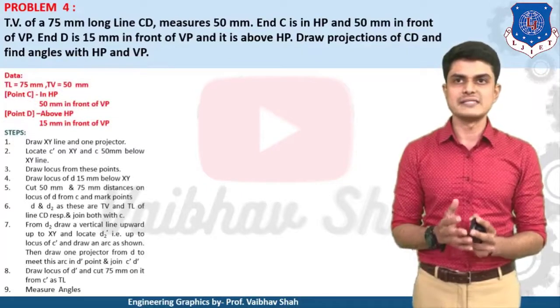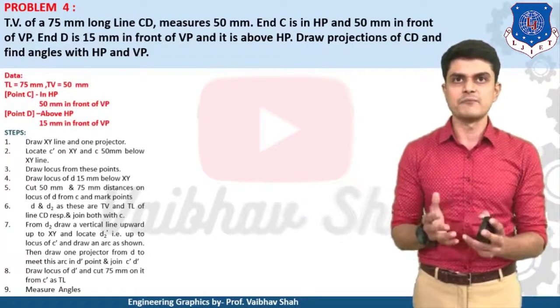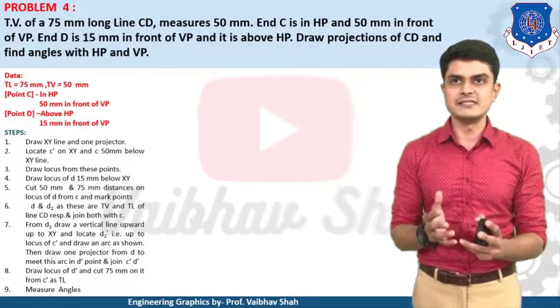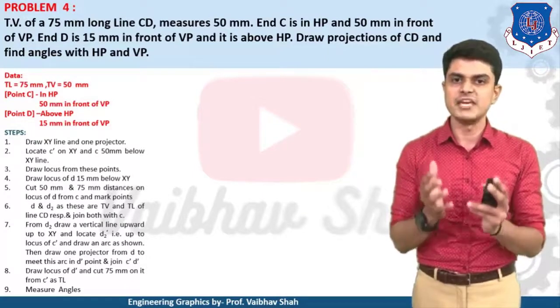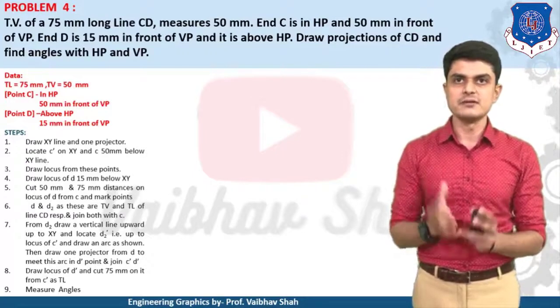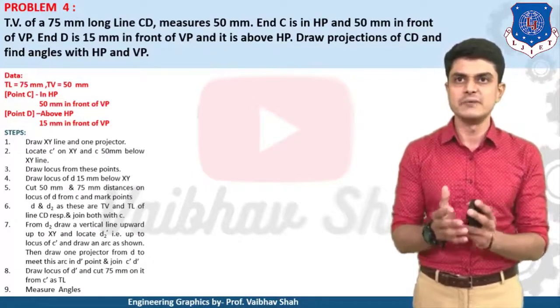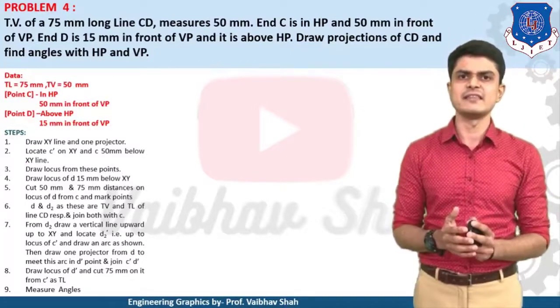So what data is given? True length is given, which is obviously 75 mm. The top view length is given, which is 50 mm. Then the location of endpoint C is given, which is in HP and 50 mm in front of VP. The location of D is given, which is 15 mm in front of VP, and it is above HP. So now let us begin the example.